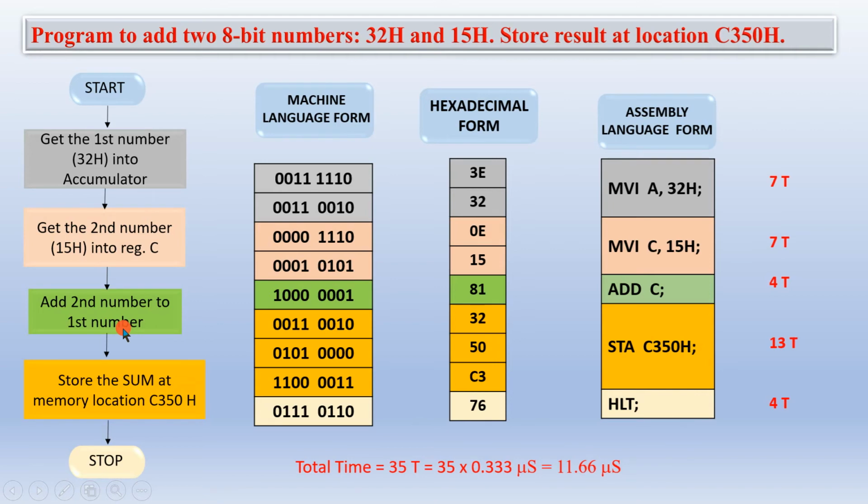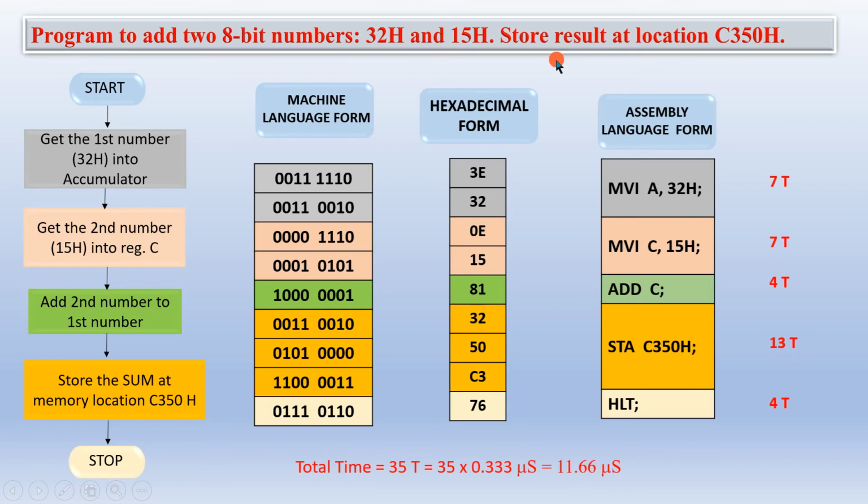Then the third step is add the second number to the first number. The second number is in register C. So therefore ADD C. The C register is added to the accumulator. And this is a hexadecimal presentation. This is a binary presentation, right? And this instruction ADD C produces the result in the accumulator. So the result is ready. The sum is ready in the accumulator.